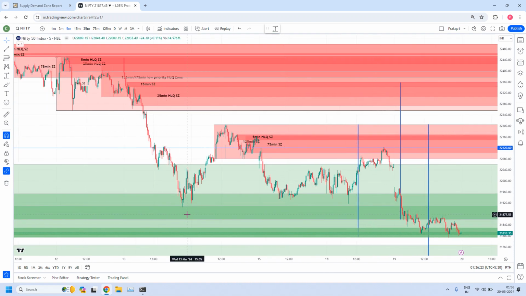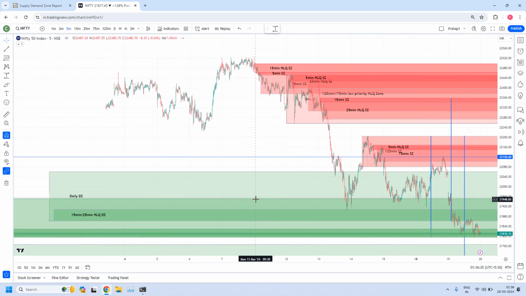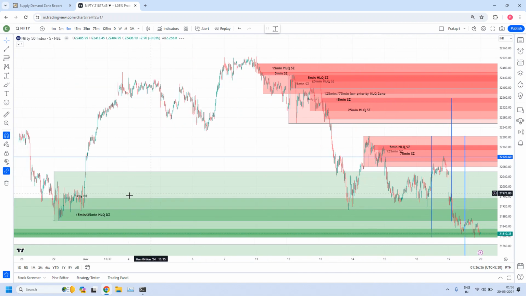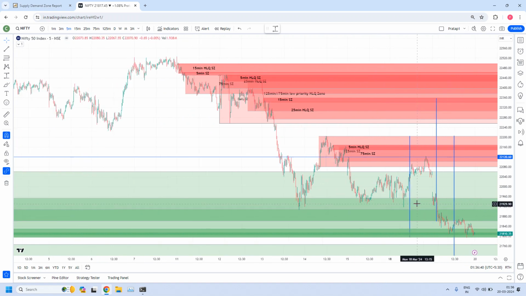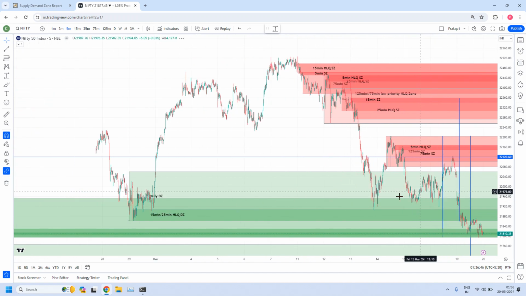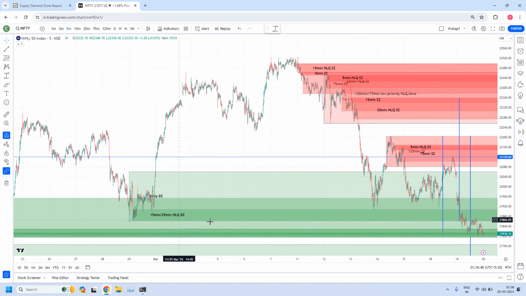And just below, this is the 15 minutes high liquidity demand zone, which was the origin behind the earlier high liquidity zones, because it was tested several times here, and later on the newly created 5 minute zone took the support. But today, even this 15 minutes high liquidity zone is not able to withstand.